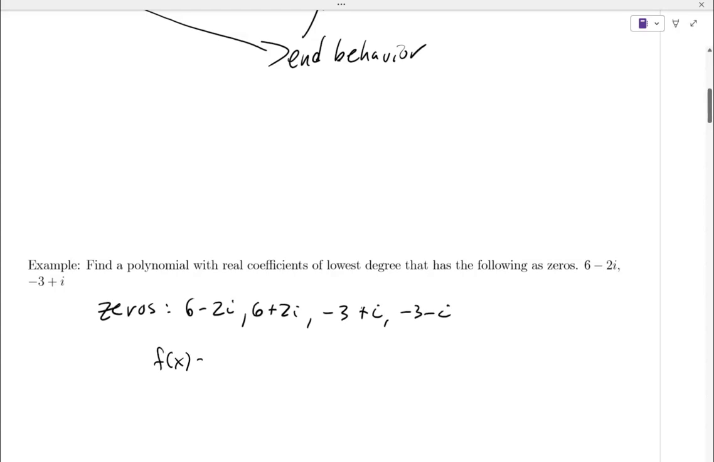So what would your polynomial look like then? Do it just like we did the previous one. Yep. And then the same thing for the other two. Okay.